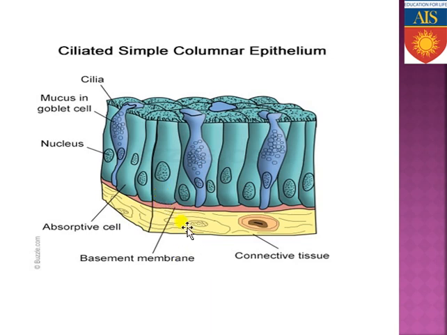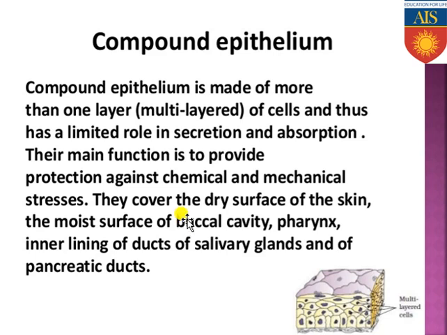So this is the structure of the ciliated columnar epithelial tissue. Now we are coming to the compound epithelium. Obviously, compound epithelium means this is a kind of epithelial tissue which has multiple layers of cells. The cells are not present in a single layer; multiple layers of cells are present, and they have a limited role in secretion and absorption.